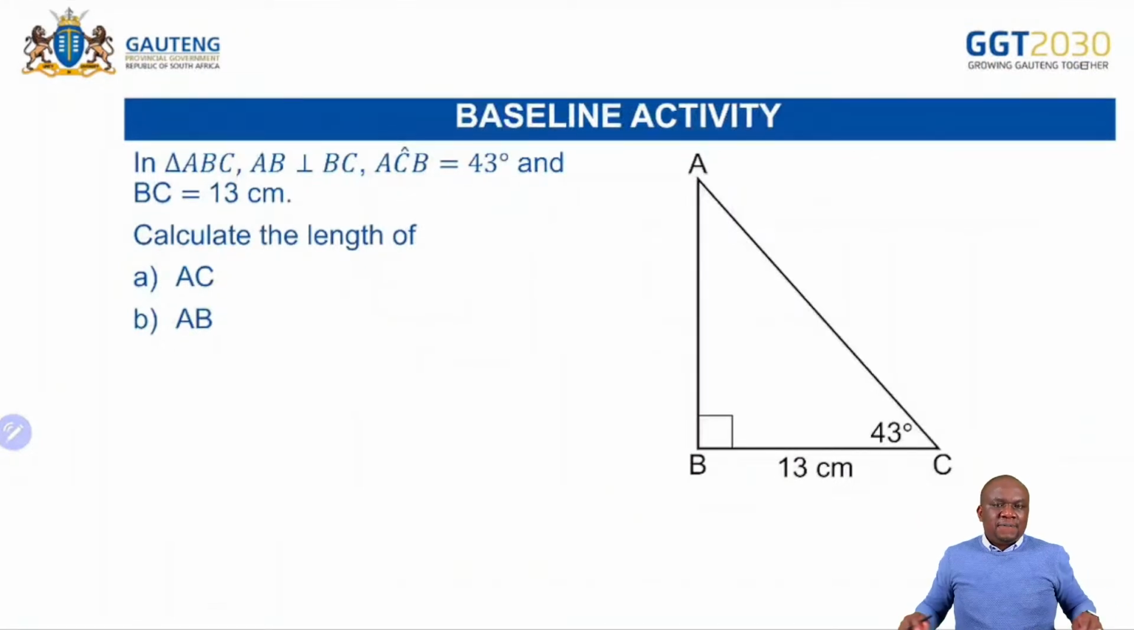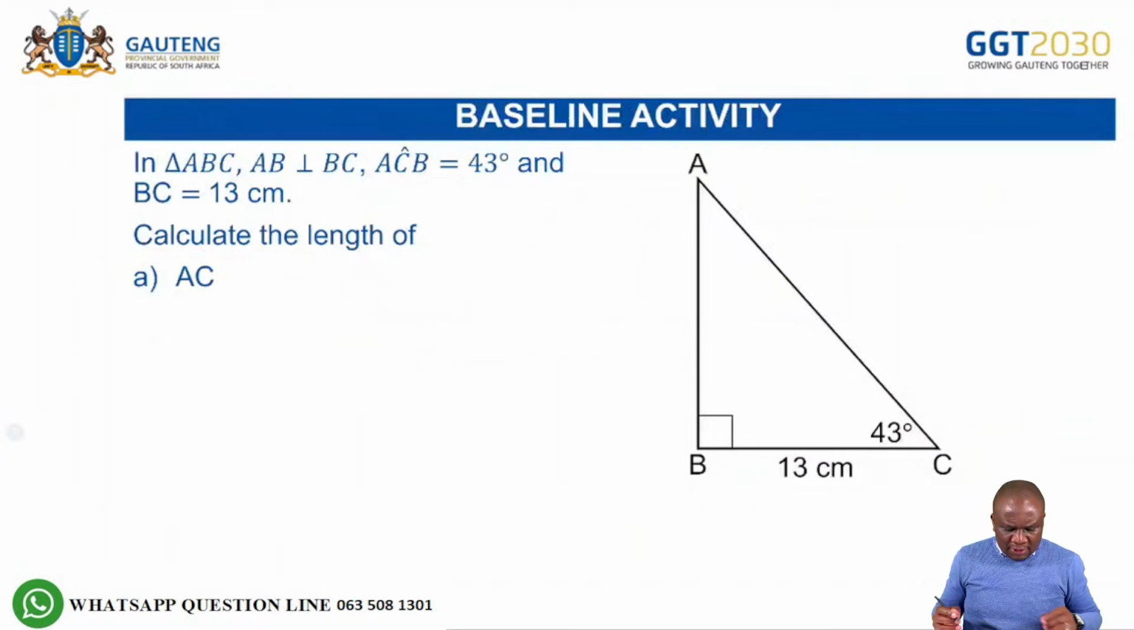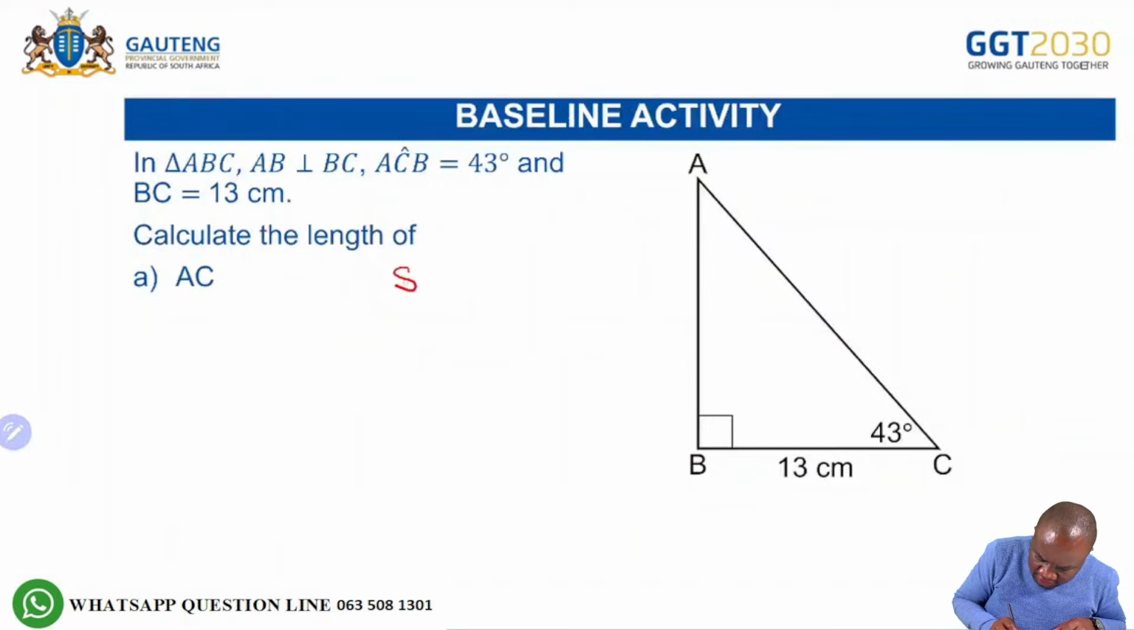Welcome back, grade 10s. Do you remember the trigonometric ratios? We said the sine of angle theta is equal to the opposite side divided by the hypotenuse. I'm going to use theta as the angle. Cosine of angle theta is the adjacent side over the hypotenuse, and tangent of angle theta is the opposite side over the adjacent side. We even talked about this acronym that can assist us to remember these trigonometric ratios: SOHCAHTOA.